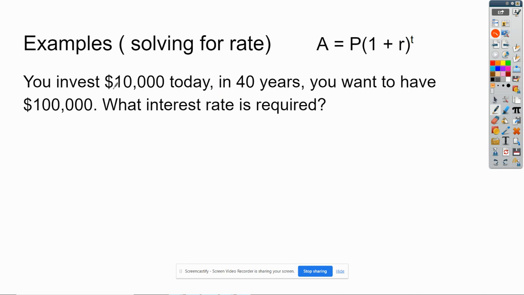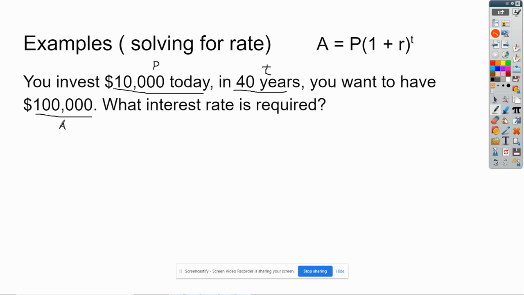So you're investing $10,000 today. That's called your principal. That's going to go in for P. And then you're going to do it for 40 years, so that is the time. That's going to go in for T. And it says you want to have $100,000, so the 100,000 is the A. It's the amount that you want.